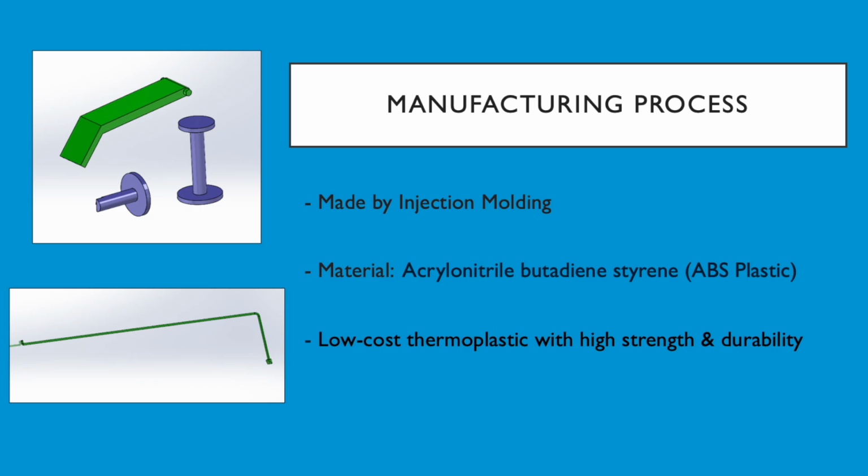We will now discuss the manufacturing processes that all these components require. The hose, piston cylinders, and stepping plane will be created through injection molding. The material to be used will be acrylonitrile butadiene styrene, or ABS plastic. It's a low-cost thermoplastic that has a high strength and very high durability.